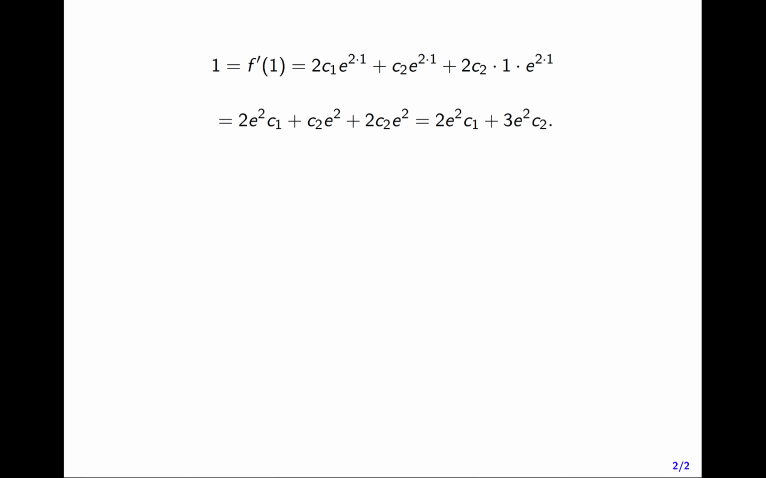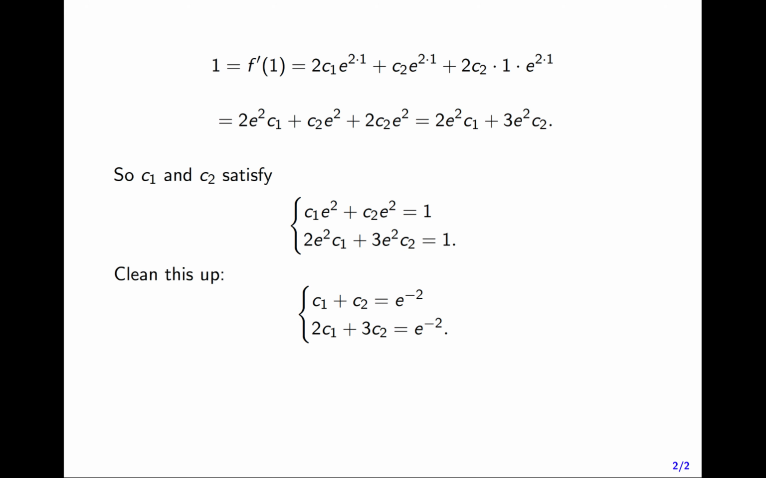So, collecting my work from the previous slide, c1 and c2 have to satisfy the linear system. c1 e squared plus c2 e squared equals 1, and 2e squared c1 plus 3e squared c2 equals 1. Let's clean this up a little, maybe depending on your point of view, by pulling all those e squareds over to the right side. And I get c1 plus c2 equals e to the minus 2, and 2c1 plus 3c2 equals e to the minus 2. And maybe that's cleaner, maybe it's not, it's a matter of opinion.